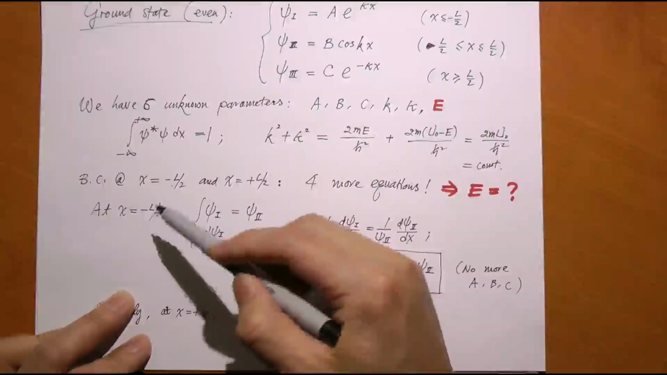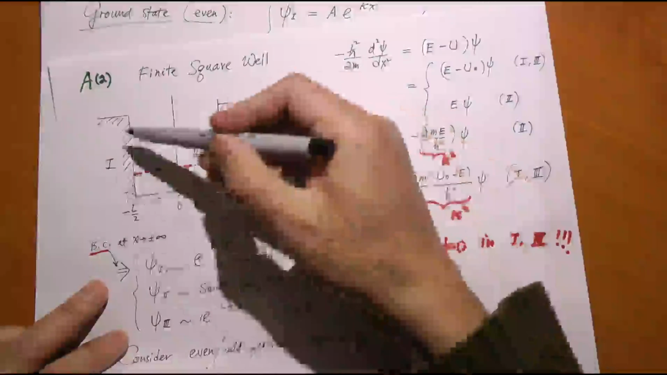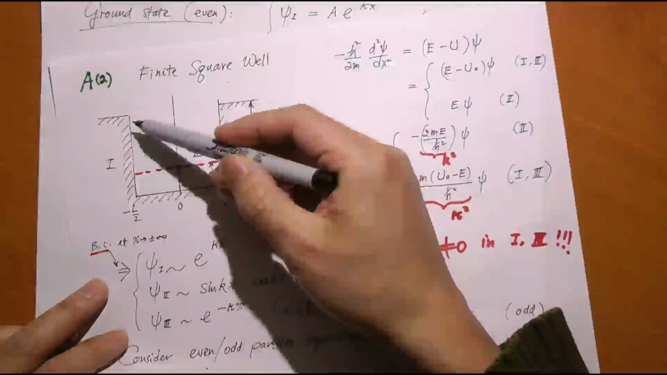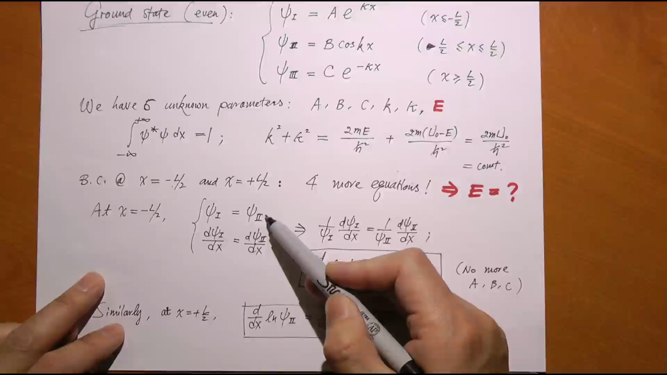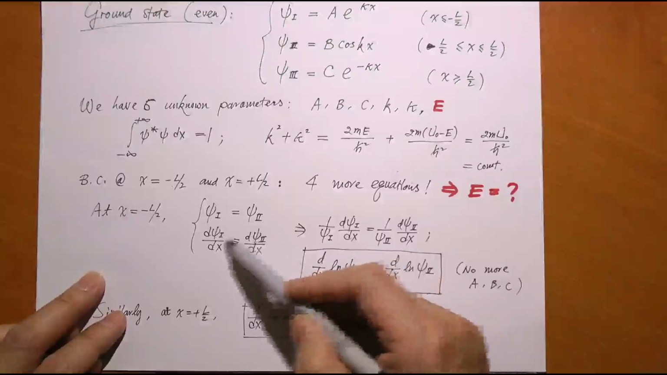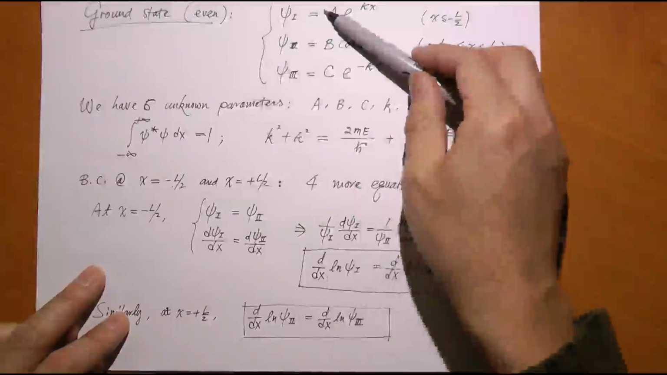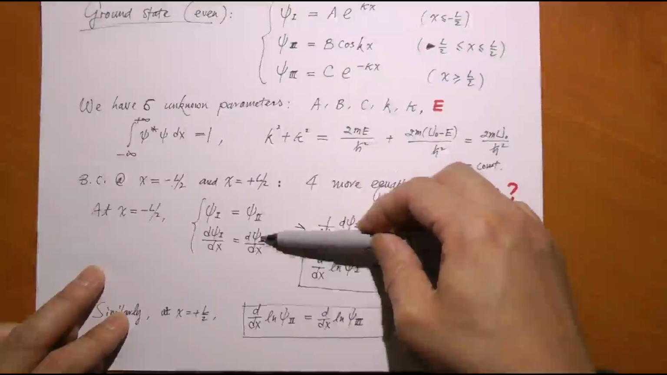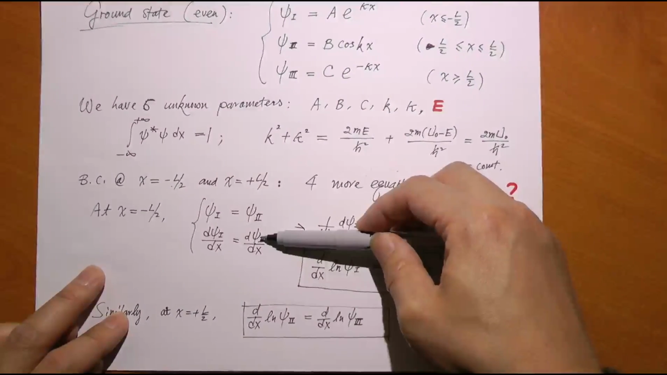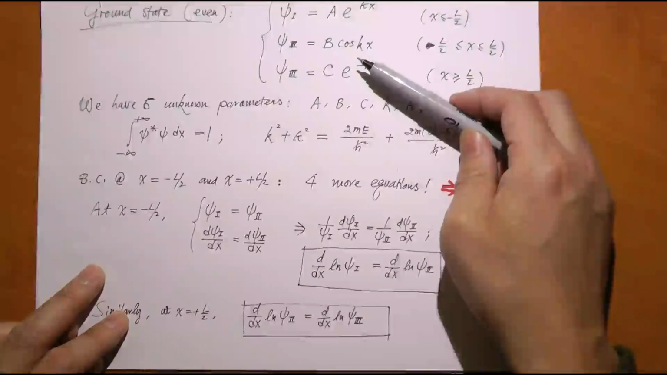At x equals negative L over 2, which is the left edge of the potential well, I have the continuity of these two wave functions as well as the continuity of the first derivative. Now, the wave function here has to do with A, here has to do with B, right? And you have A here and B here. Remember, I don't want to know A's and B's. I just care about the energy.